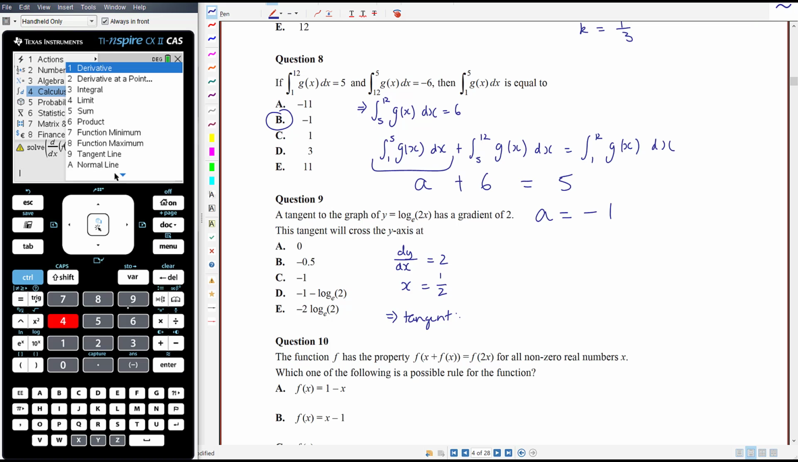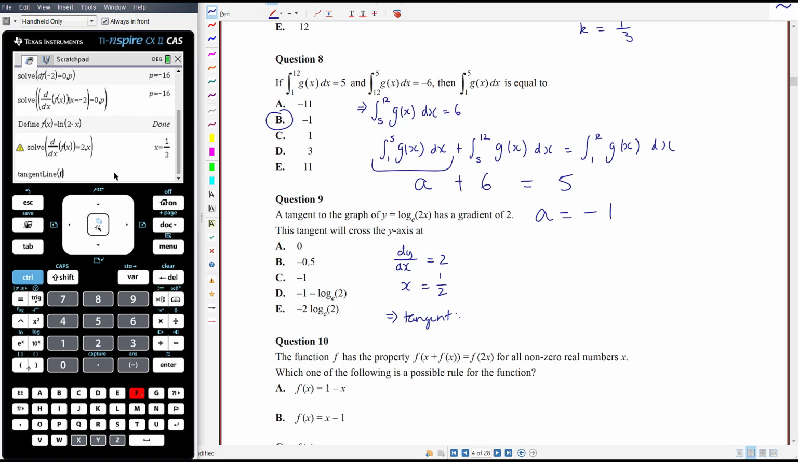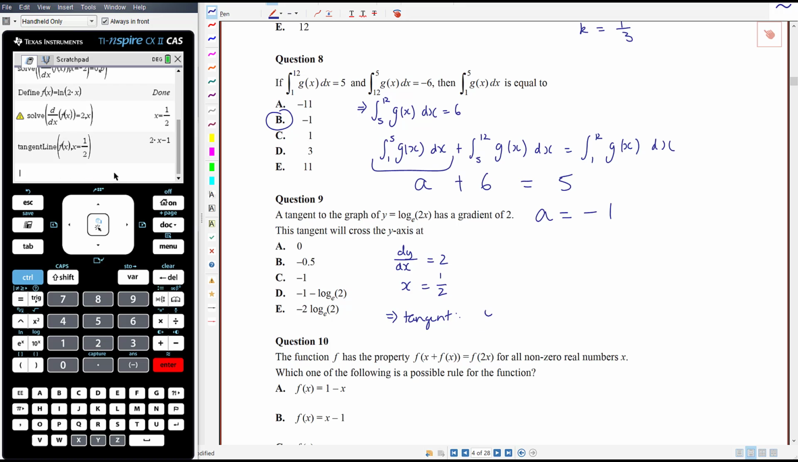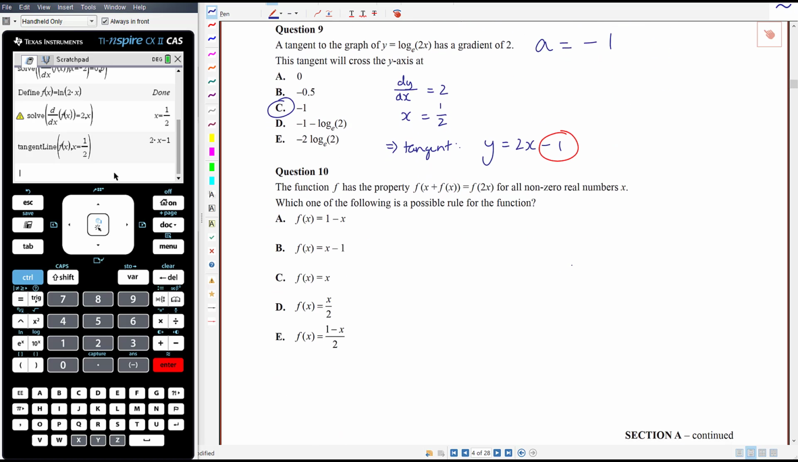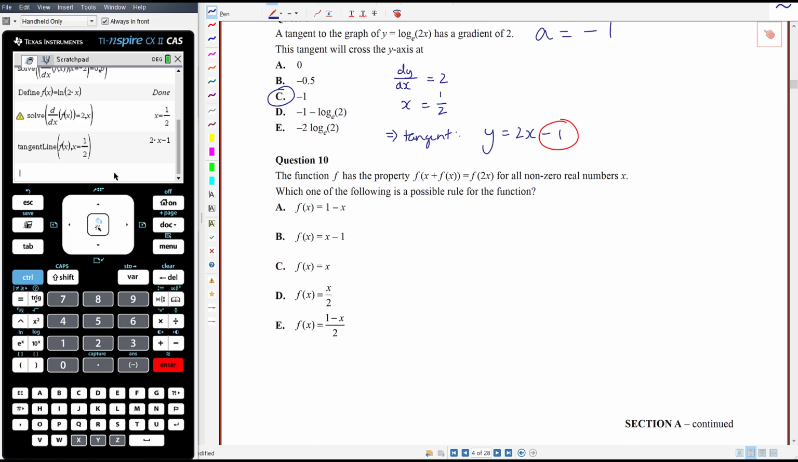So menu 4(9) for tangent line, we want the tangent to f(x) when x is equal to 1/2. And the tangent has equation y equals 2x minus 1, and that clearly intersects the y-axis when x is equal to 0, at -1. So C. Question 10. The function f has the property f(x) plus f(x) equals f(2x) for all non-zero numbers x. Which of the following is a possible rule for the function?